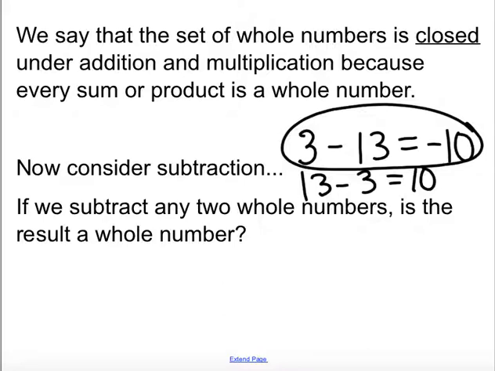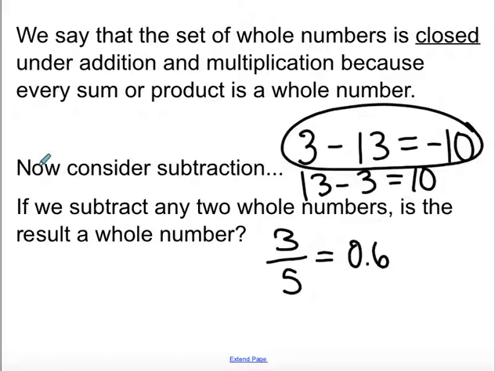Think about division. If we take two whole numbers, 3 and 5, and divide them, do we get another whole number? And the answer is no. We get 0.6, which is not a whole number. So we would say that the set of whole numbers is open under division. Closed, remember, means if we take two numbers in a set, do an operation on them, we will get another number in that set. Where open, we take two numbers in that set, and we have an example where we don't get a number in that set.